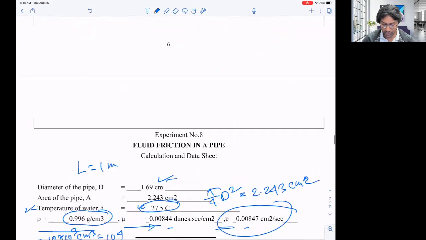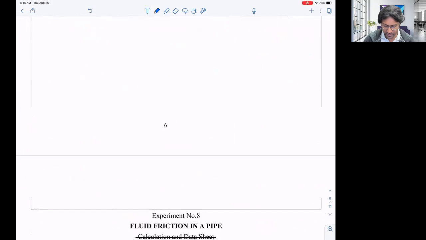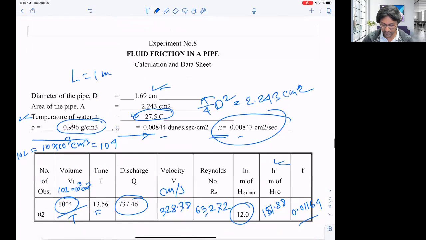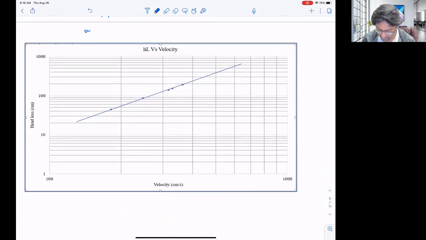And then we need to calibrate those equations, right? What are the equations we have? We have that head loss is equal to K V to the power N, and we have another equation, friction factor equals C Re to the power M. So we have to plot velocity and head loss, Reynolds number and friction factor. So here is the plot. You can see we plotted velocity and head loss, and we are getting that value.